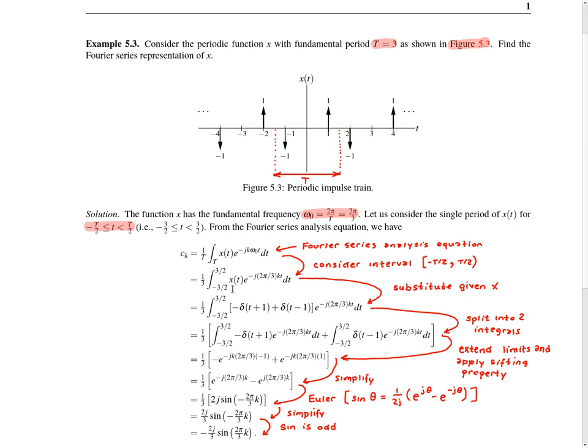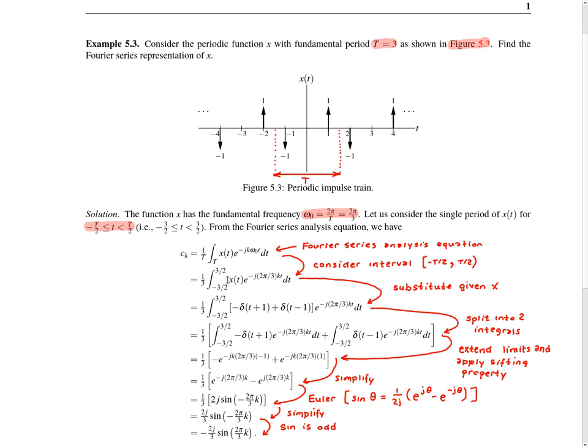So in this particular case, I'm choosing the interval to be from -3/2 to +3/2. In other words, it's centered about the origin. Clearly this interval is of length 3, which is what's required here, so it's of length capital T. So now we're set to actually start using the formula.